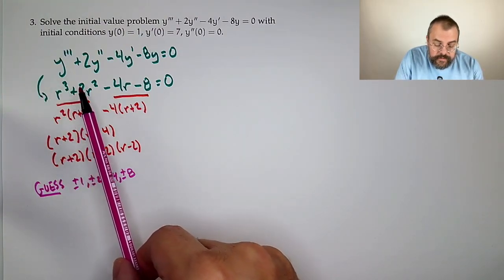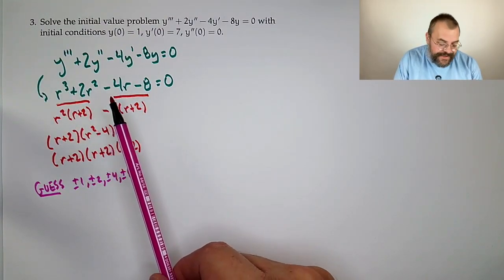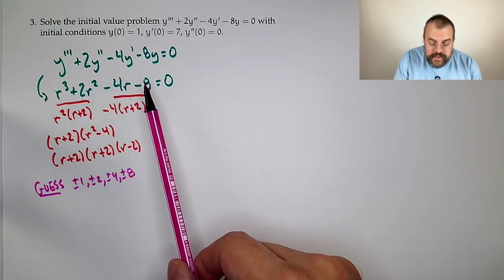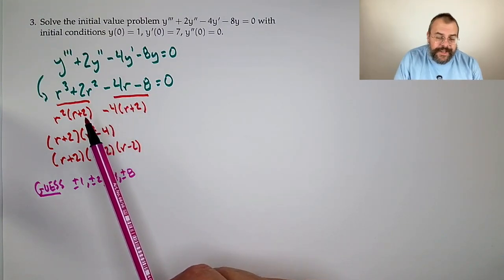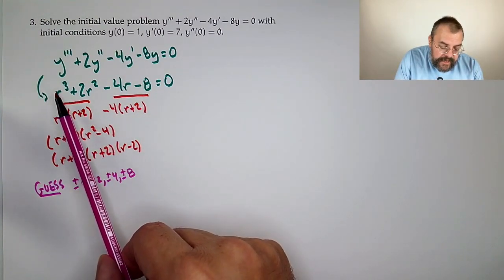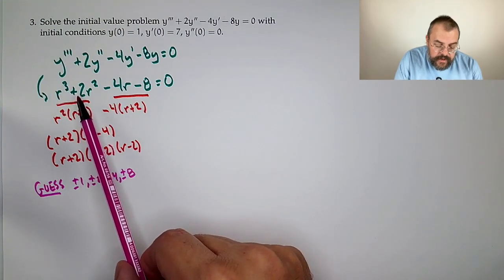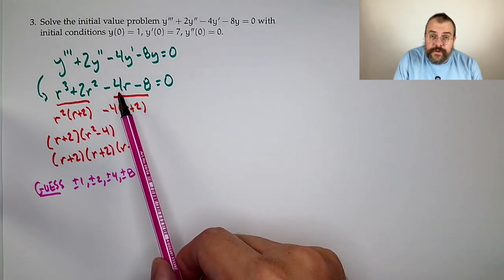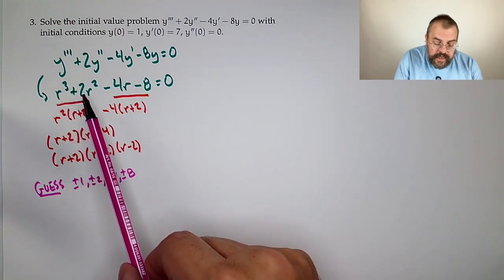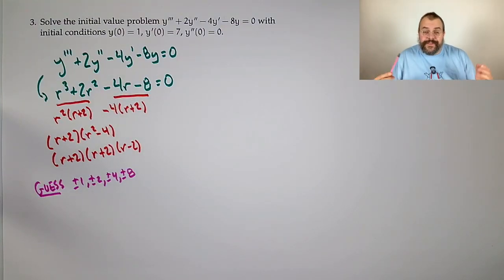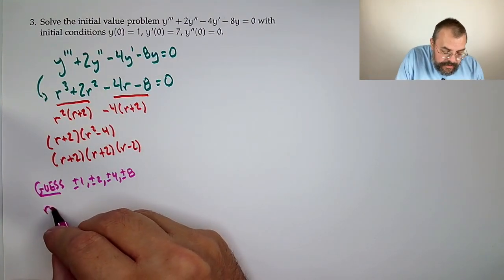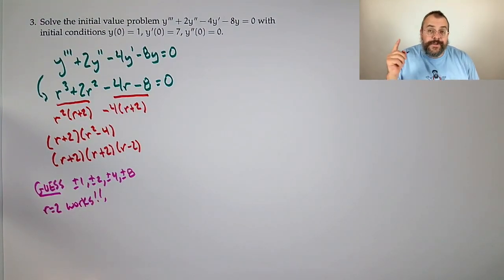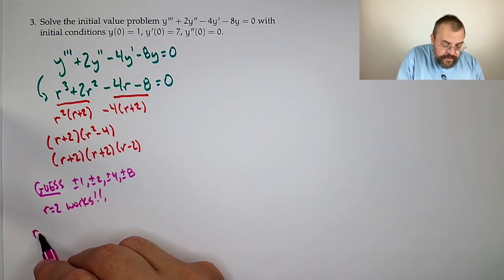Okay, 1 plus 2 minus 4 minus 8. No, there's no way that's 0. Negative 1 minus 1 plus 2 plus 4 minus 8. No, not going to work. Okay, how about 2? 2 cubed is 8. 2 times 2 squared is 8. And then 4 times 2 is 8. So it's 8 plus 8 minus 8 minus 8. It cancels. So we say, aha, r equals 2 works. And we're happy.